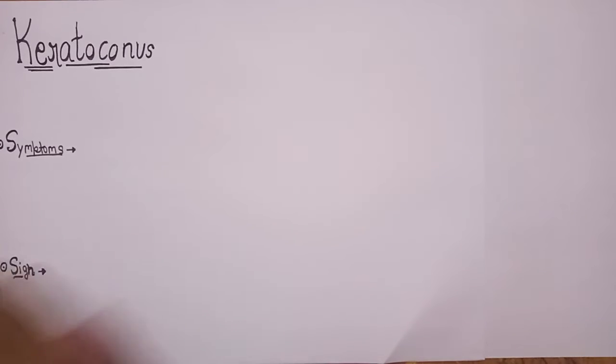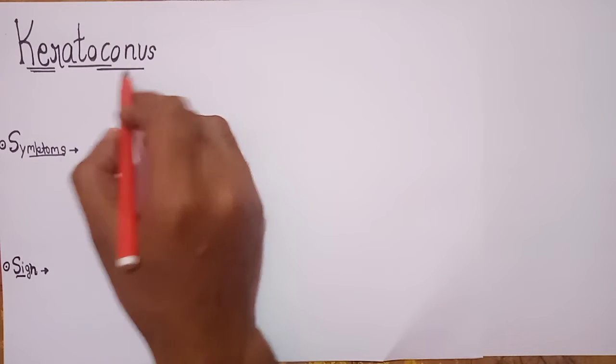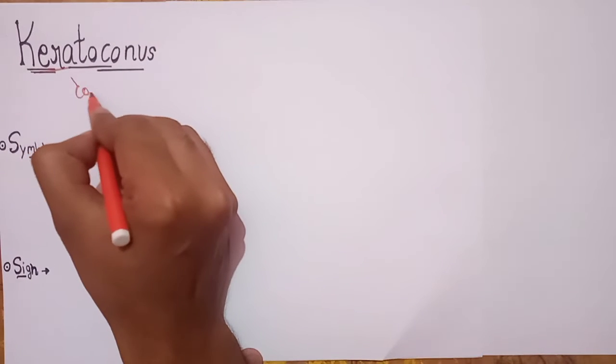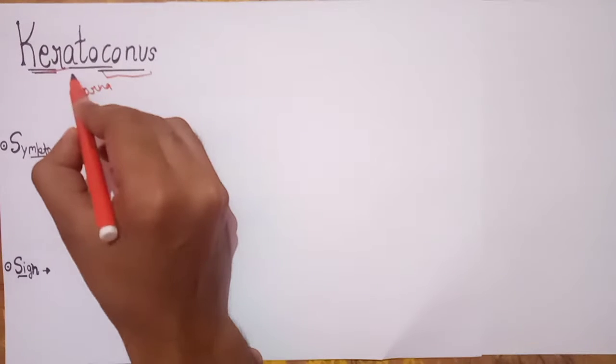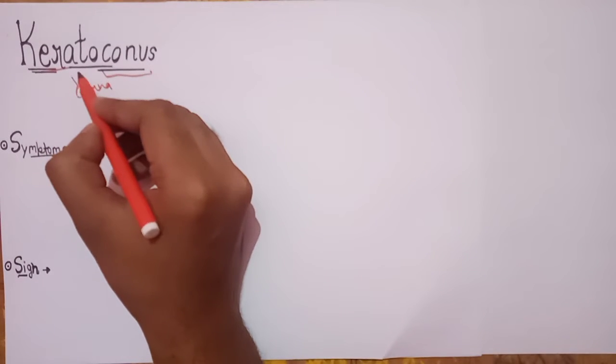Good morning, friends. Today we will discuss the term keratoconus. So let's start. Kera means cornea, conus means cone. When the cornea is in a cone shape, that condition is called keratoconus.